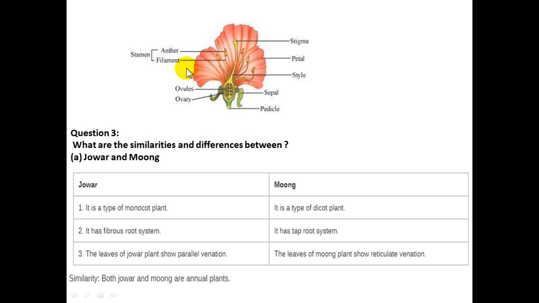Male parts are anther and filament, they together are known as the stamen. Okay, sepals, or this is called pedicel. So these are all the parts of the flower.